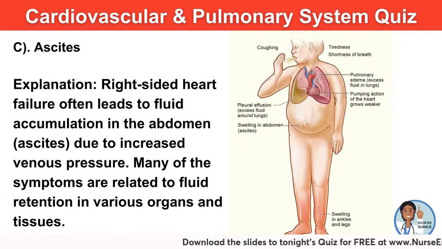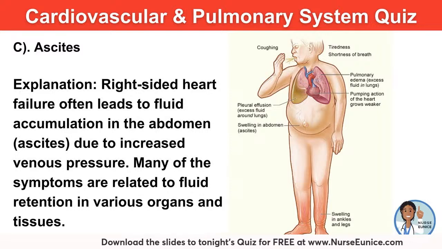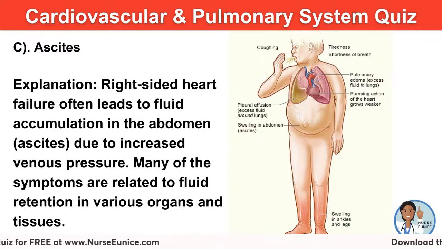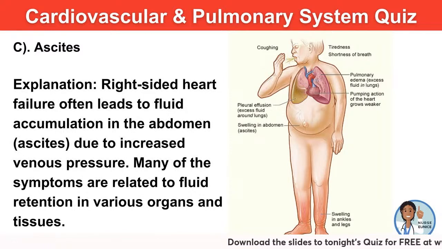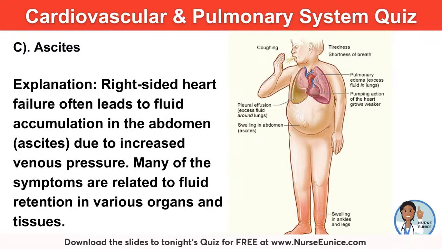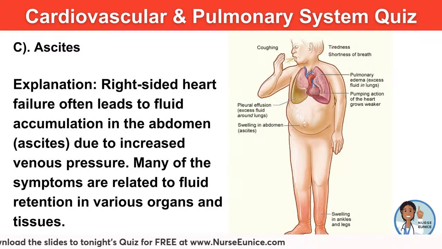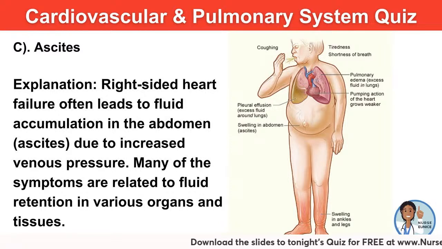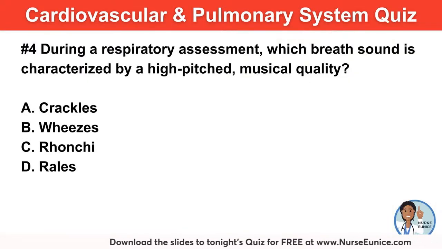So I want you to write some notes. Whenever someone has right-sided heart failure, it often leads to the accumulation of fluid in the abdomen. That is called ascites, and that's due to the increased venous pressure, but it also can cause swelling of the legs. The pulmonary or pleural effusion would affect the lungs. So when the fluid backs up, when the heart fails, they're going to start retaining fluid. So that would be right-sided heart failure.